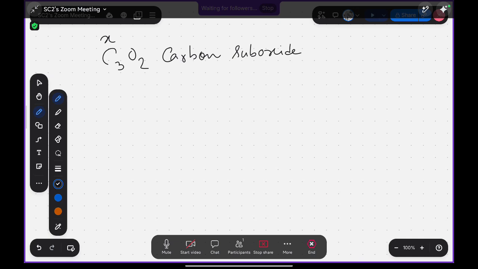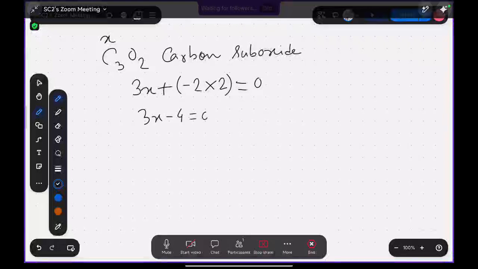So how to do it? First of all, 3x, because we are having 3 carbon atoms, so 3x plus, the name itself suggests oxide, so it is minus 2 into 2. Let's see whether this oxidation state is possible or not. If not possible, we will consider the peroxide bond. So 3x plus minus 2 into 2, that means 3x minus 4 is equal to 0. So x comes to be plus 4 by 3, which is definitely possible.